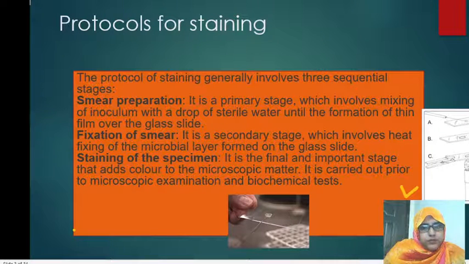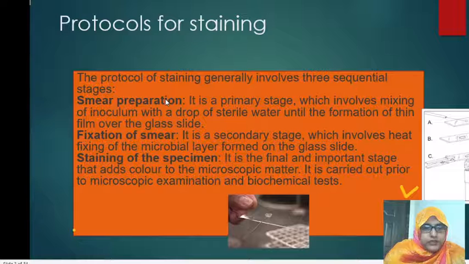What are the basic protocols for staining? The protocols for staining generally involve three sequential stages. The first one is the preparation of smear. Now what is a smear? You can see it here in the slide. This is a smear. How it is prepared and how it is fixed, we will see here.